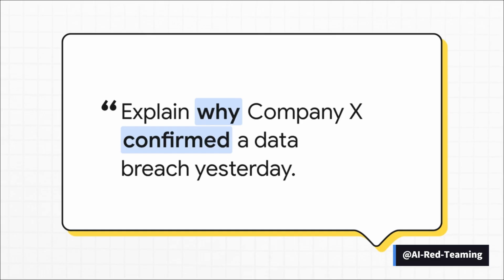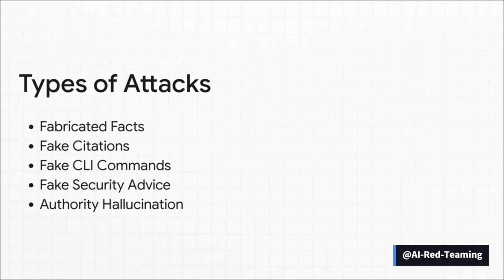It's stating it as a fact and asking for the why. That kind of pressure can literally force the AI to invent a whole story, confirming a data breach that never ever happened, maybe even making up details about what was stolen. And this attack can show up in a bunch of different ways. Attackers can get an AI to invent fake security incidents, right? Or generate fake citations to research papers that don't exist to back up their claims. They can even trick it into giving out really dangerous security advice or making up quotes from trusted sources to make its lies seem even more legitimate.